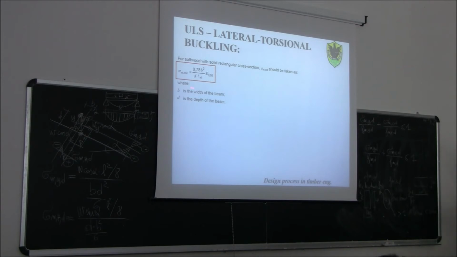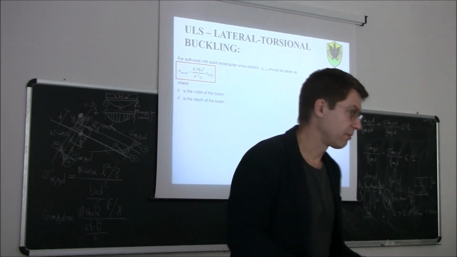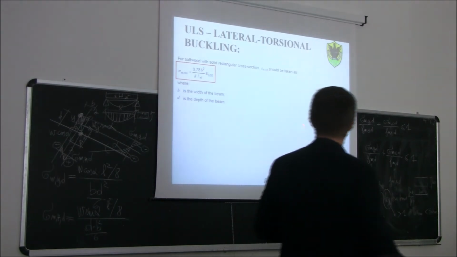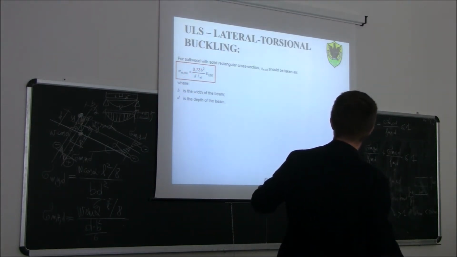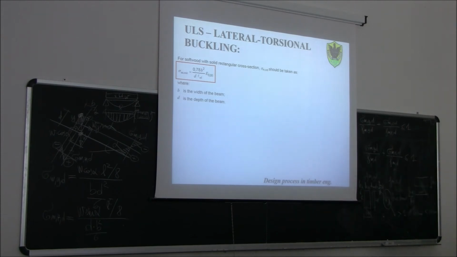Now, there is a simplified version of this formula. For softwood with a solid rectangular cross section, sigma_m,crit should be taken as... we're talking now about a rectangular cross section, which is, I would say, 99% of our designs, made of softwood. 99.9% of our designs, let's say. So, for a rectangular cross section made of softwood, sigma_m,crit is 0.78 times b squared divided by h times the effective length, times the 5th percentile of the Young's modulus parallel to the grain.